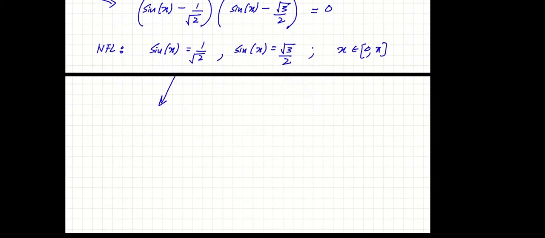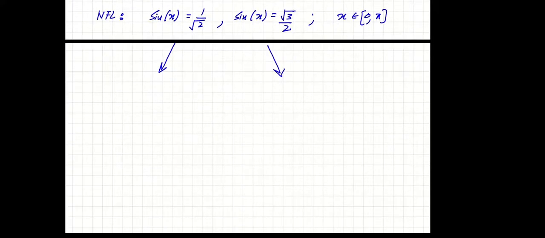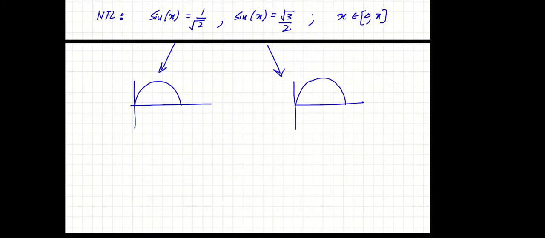So you take this, it's sine. Just plot the sine from 0 to pi. Sine is 1 divided by square root 2 here, so there are two solutions here, 1 and 2. Right? And here it's square root 3 divided by 2. These lessons I will be revisiting, okay, but absorb as much as you can, right?